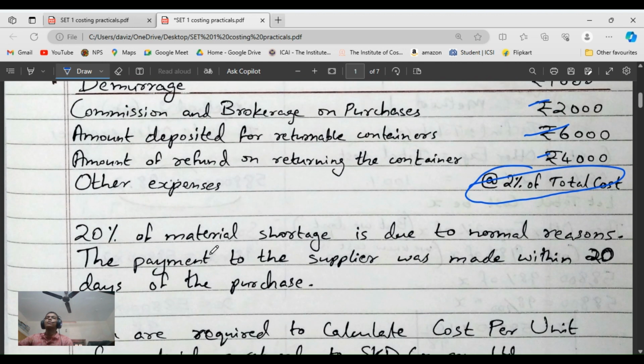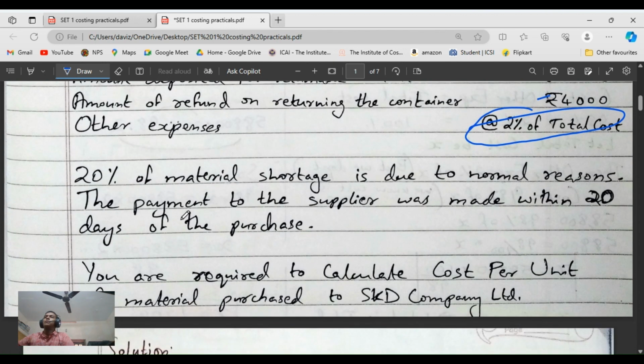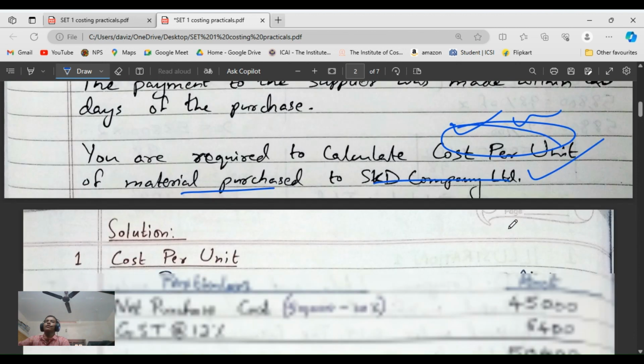Further, provided that 20% of material shortage is due to normal reasons, the payment to the supplier was made within 20 days of purchase. You are required to calculate the cost per unit of material purchased to SKD Company Limited. So we have to find the cost per unit.